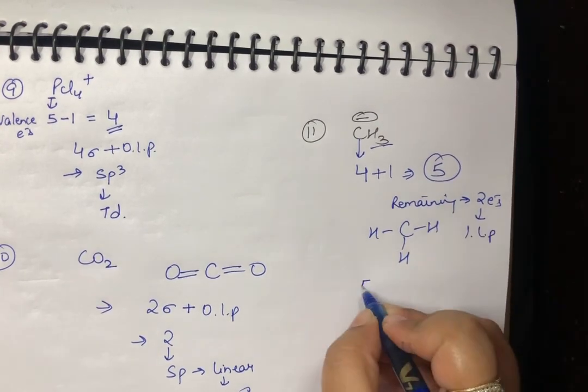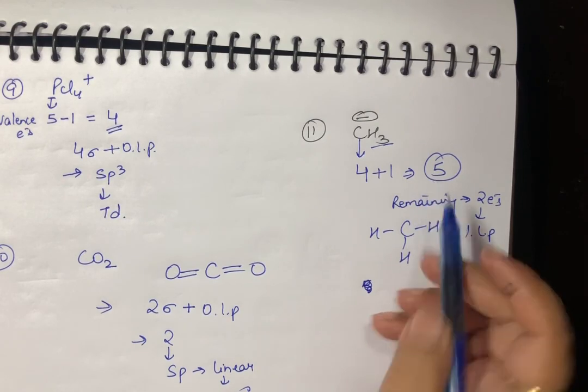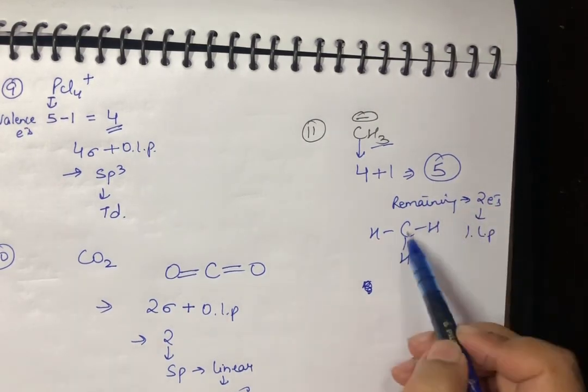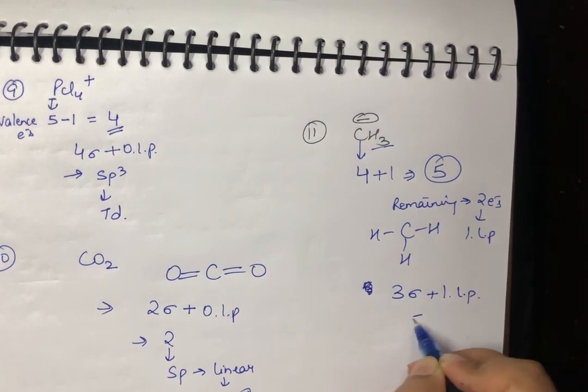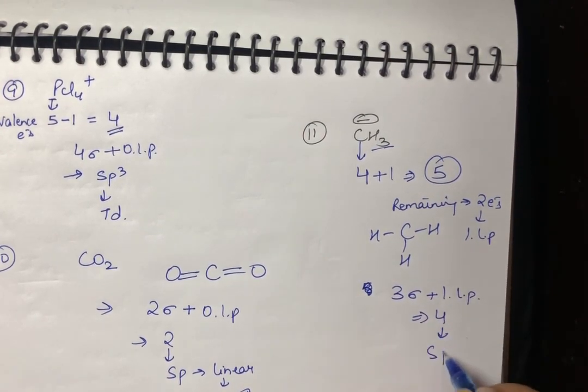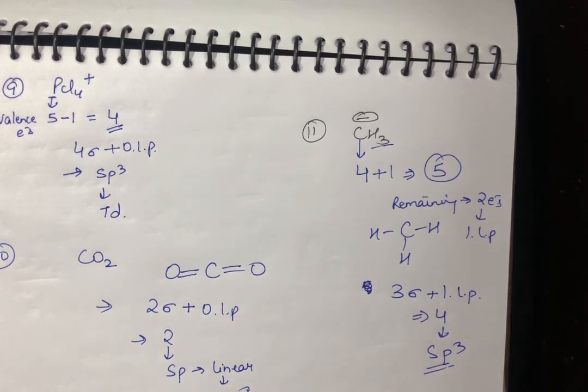So I will write it as, how many sigma bonds are there? There are 3 sigma bonds. How many lone pairs are there? 1 lone pair. It turns out to be 4. 4 means it is again sp3. I hope you will use this trick and you will be able to calculate the hybridization for any molecule now.